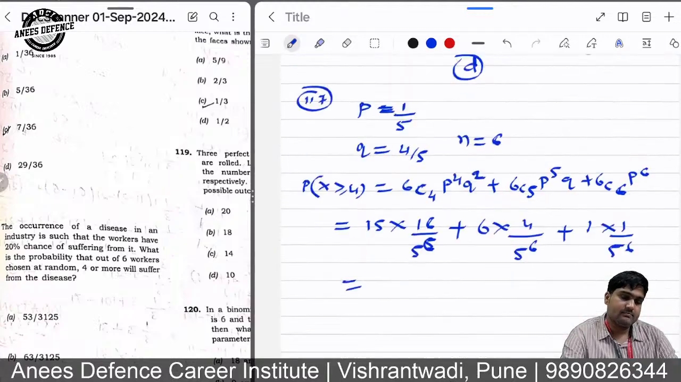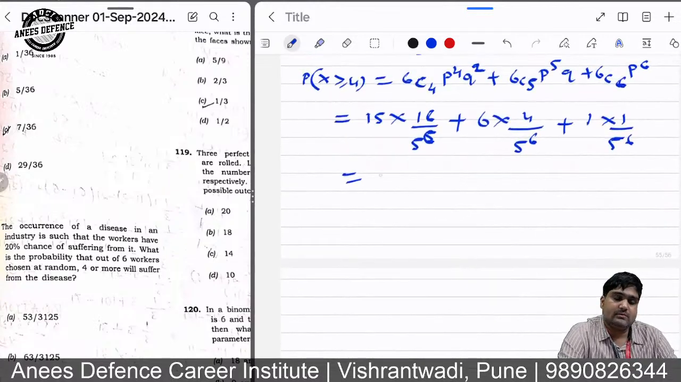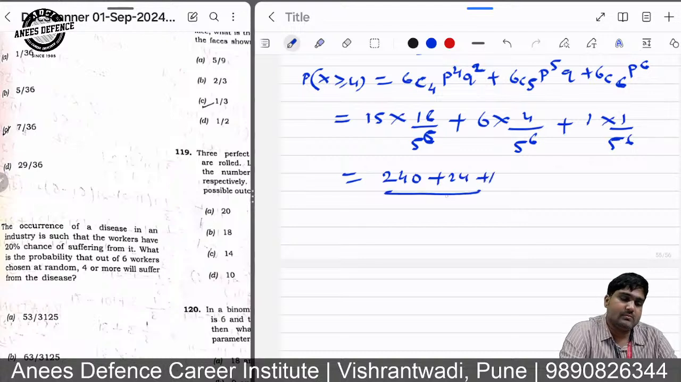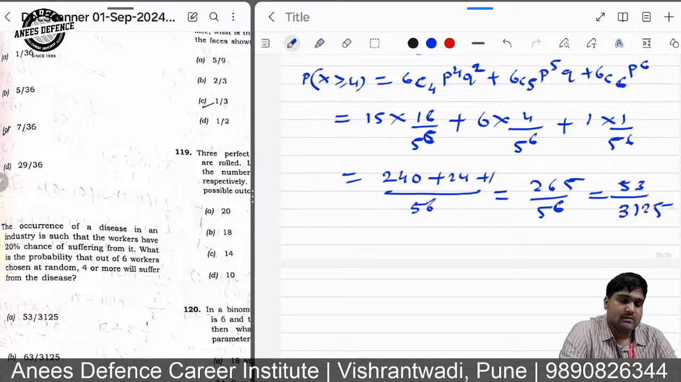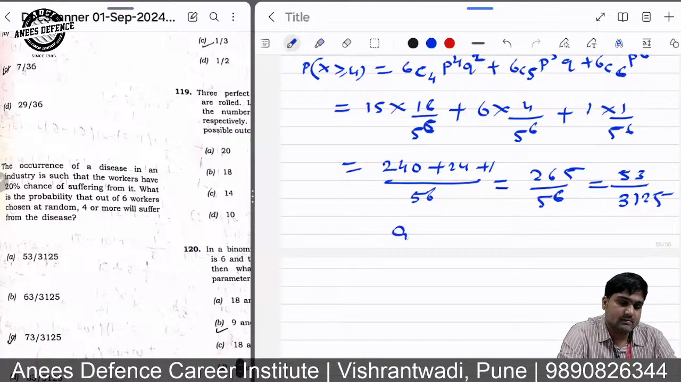When we solve, 15 into 16 is 240, plus 24 plus 1 upon 5 to the power 6. It's 265 upon 5 to the power 6. When we divide numerator and denominator by 5, it's 53 by 3125. So the correct answer for question 117 is option A.